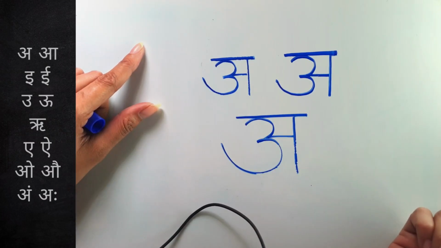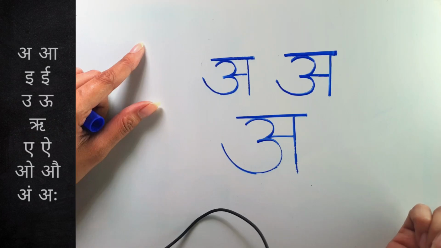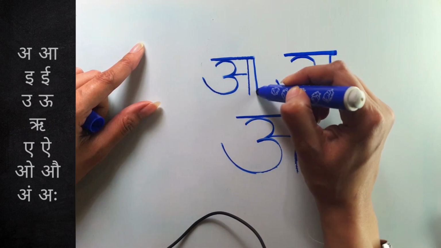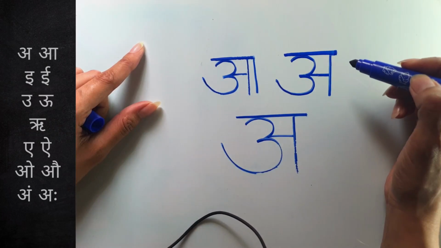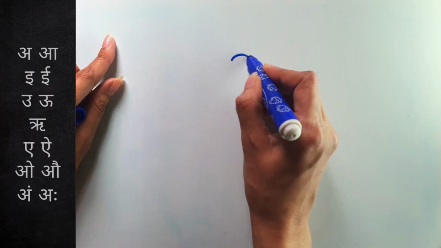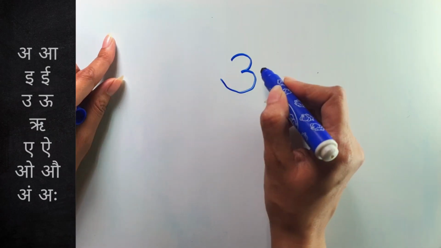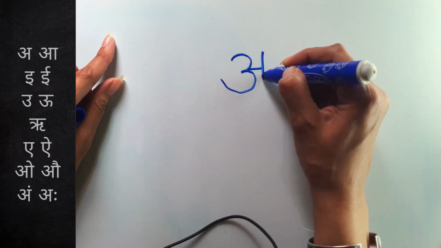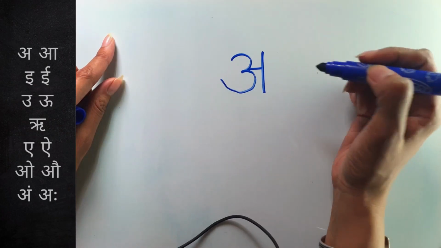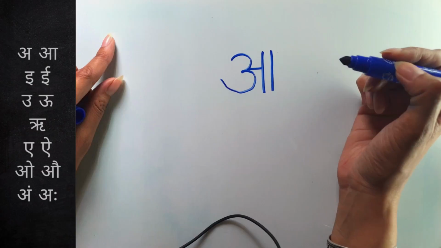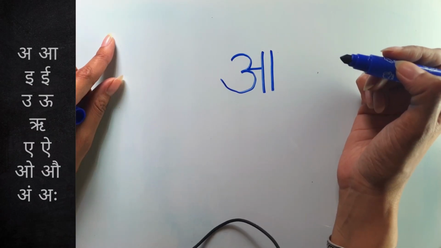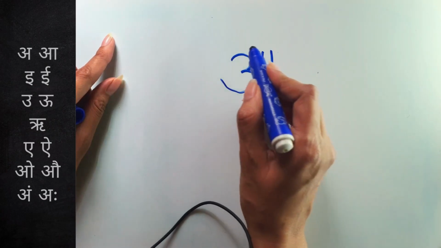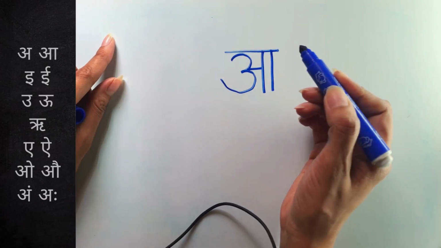That is A. The next letter is A, and for that you'll do the same thing, but you'll add a second vertical line. Let's see how to write that. Start with the same 3, then a horizontal line, and this is A. Now this is A, as in car, calm, path. And then the top line.